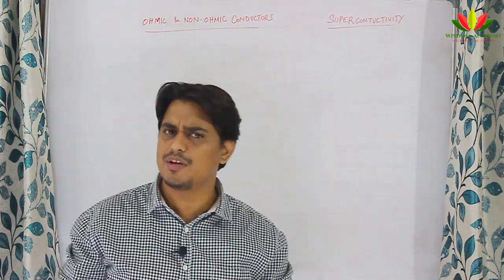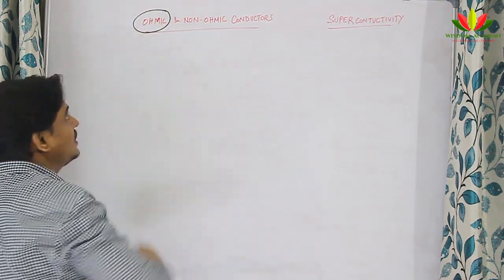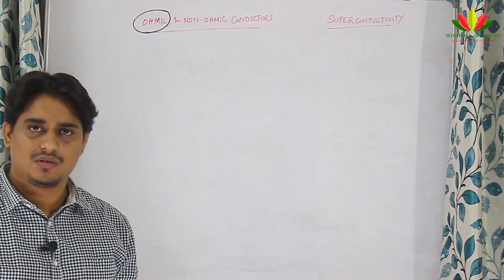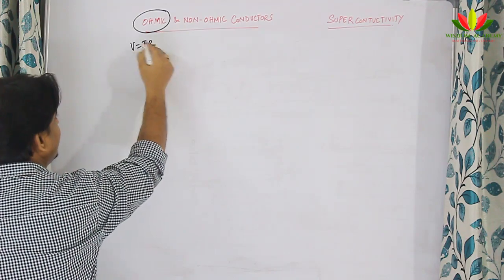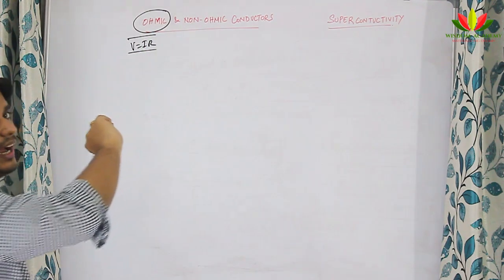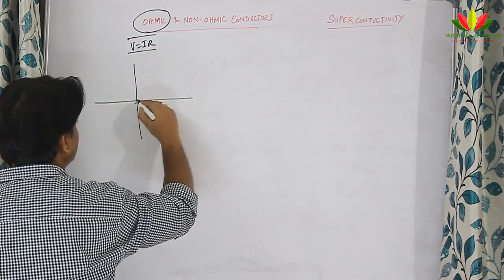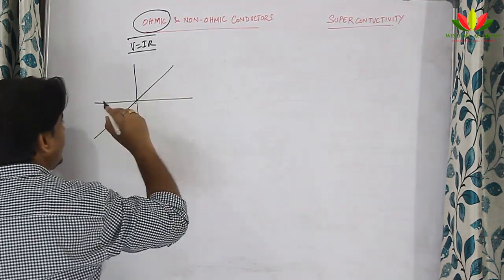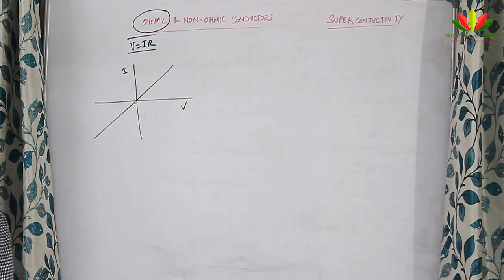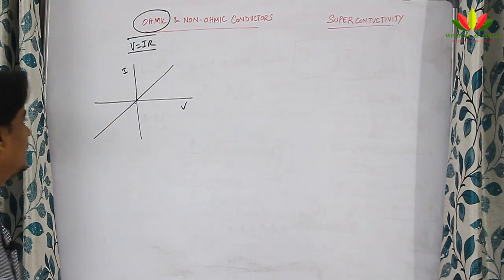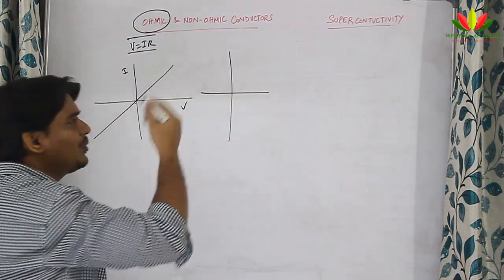Let us talk about ohmic and non-ohmic conductors. Ohmic conductors are those which obey Ohm's law. We know that Ohm's law is V is equal to IR, so it has a linear relationship between current and voltage. Suppose I draw a curve between current and voltage, and the curve is a straight line passing through the origin like this. Then this kind of conductor is called an ohmic conductor. The conductors which do not follow Ohm's law will be called non-ohmic conductors.